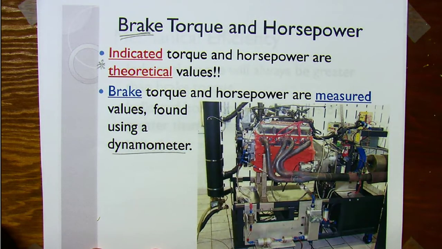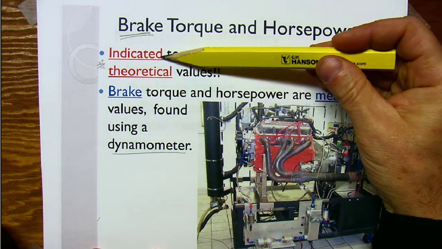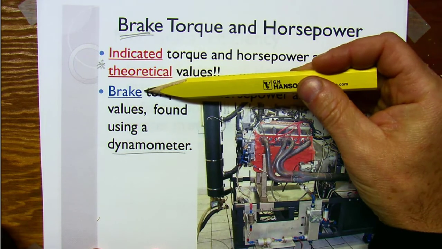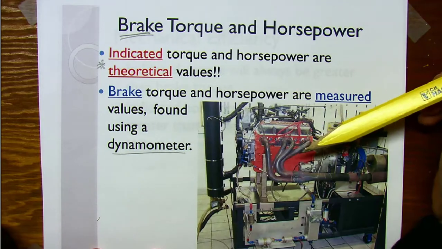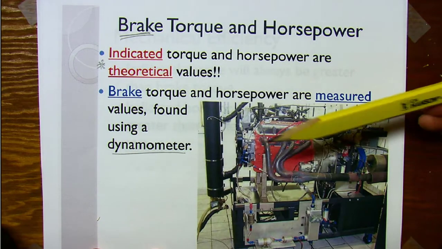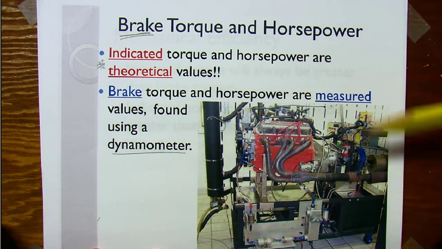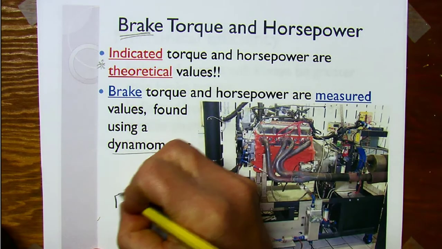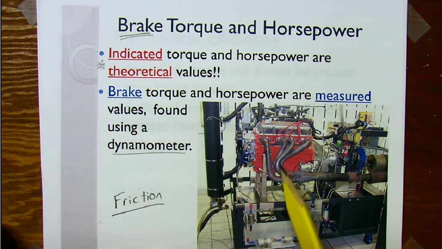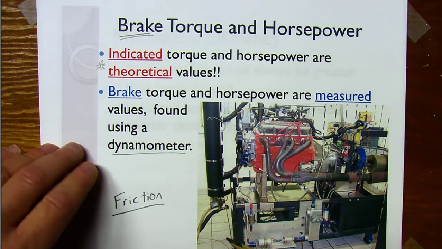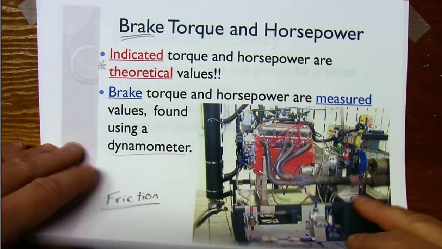Which one of those is going to be higher? Hopefully you recognize that the indicated or theoretical horsepower is always going to be higher than what we actually measure on the dynamometer. Why? I'm going to give you one word on this. Why is the brake torque or brake horsepower always lower than the indicated torque or horsepower? One word. Friction. If the engine didn't lose any power internally, these two things would be the same. But we lose a lot of power internally, and that's what causes our brake value to be lower.